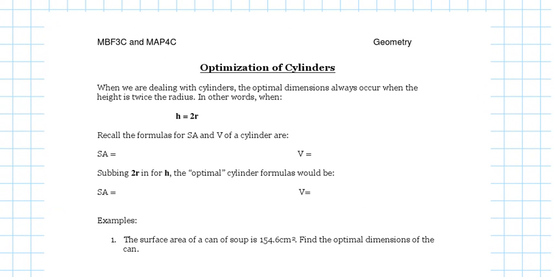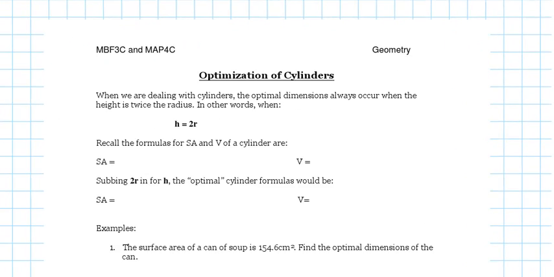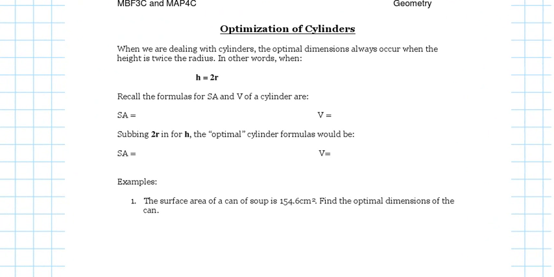Now let's see how I can take that cylinder formula and make it into my optimal formula. Let's recall the surface area of a cylinder. What is it? 2 pi r squared plus 2 pi r h. Right? So both of them are 2, correct?